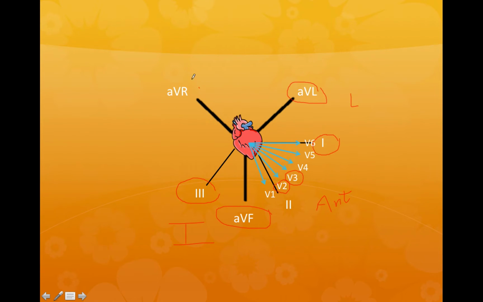You can also see AVR, and AVR is on its own, and there's not really any contiguous leads for AVR. So AVR is the exception to this rule. You can have isolated ST elevation in AVR, and you cannot see it in the other leads. We'll get to that in a further lecture because that's a very important sign. But AVR is the only lead where you would not expect contiguous ST elevation in the leads that are next to it.